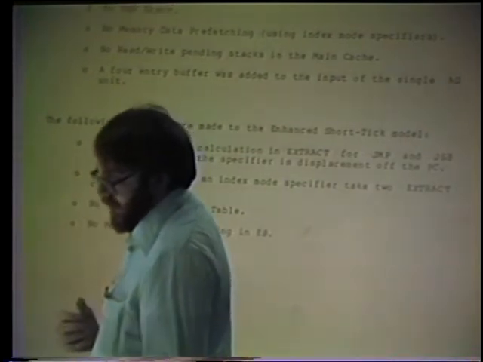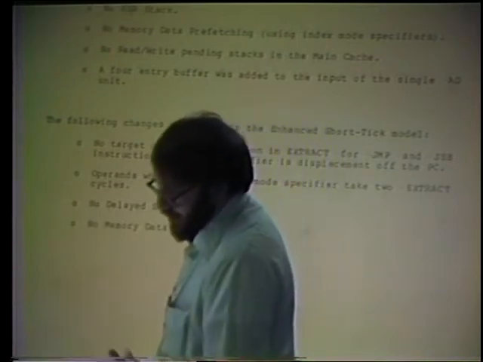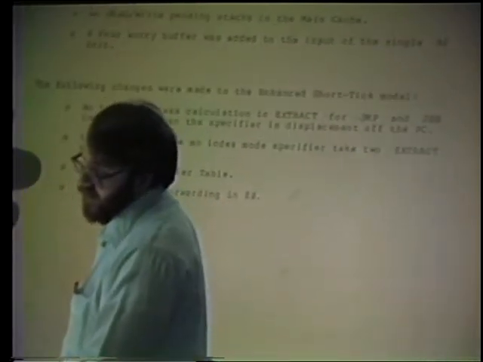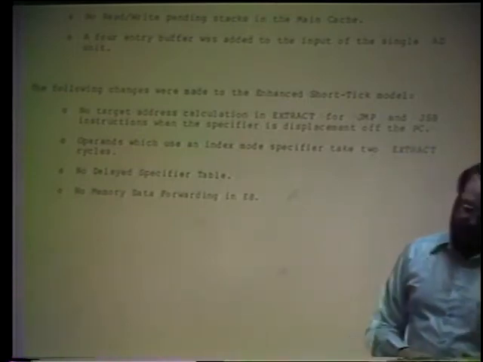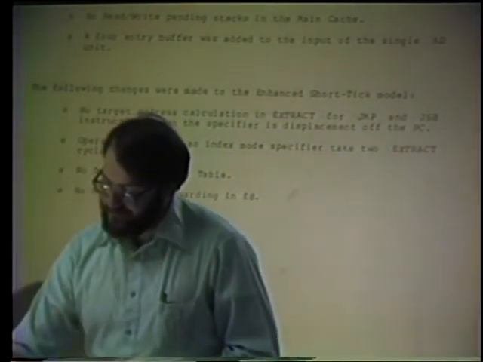So what that means is that if you've got a register interlock problem on generating an address, you can possibly extract and parse 4 more address type specifiers before it has to stall because it has no place to put them. Okay, the changes on the enhanced machine were no target address calculation and extract for jump and JSP. That is, no displacement off PC detection for jump JSP type instructions. Instead of 1 cycle for decoding the index specifier plus the base specifier, it takes 2 serial cycles to process those. No delayed specifier table and no memory data forward.